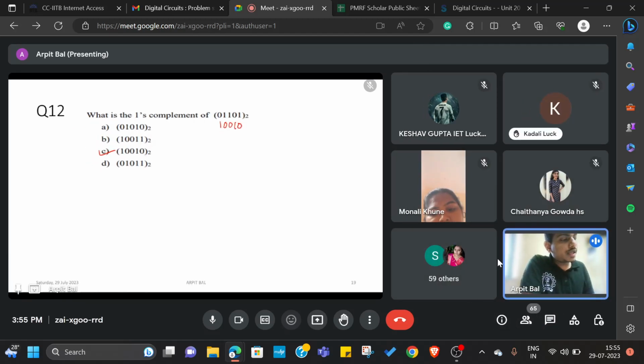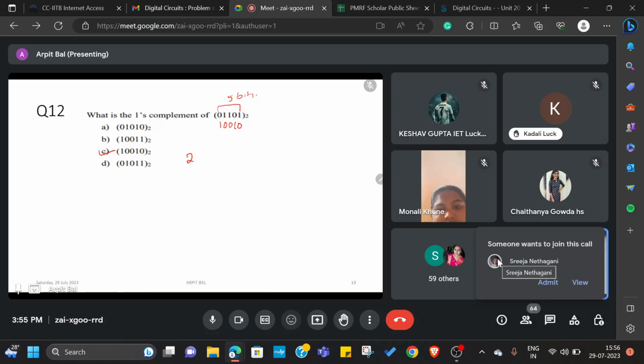Similarly, let's say this is an n-bit number, so there are a total of 5 bits. We want to get the ones complement using the logical approach. So 5 bits means 2 to the power 5 equals 32.